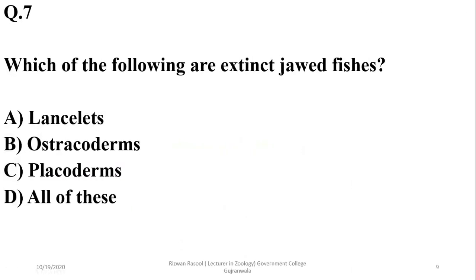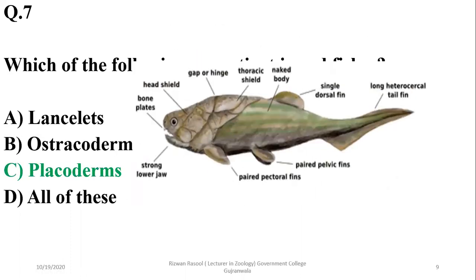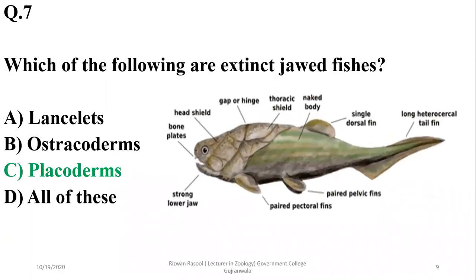Number seven, which of the following are extinct jawed fishes? Extinct jawed fishes are actually placoderms, and they have jaws, and the fossil record indicates that they are the ancestral forms for the jawed fishes of the recent.